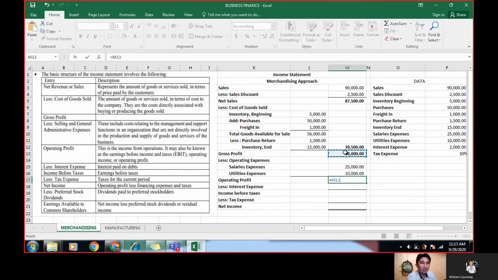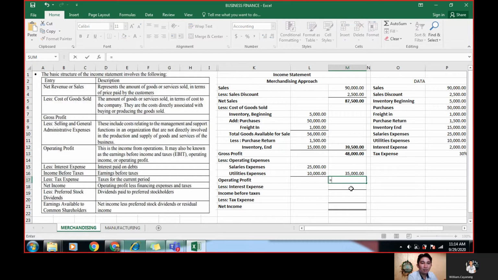Okay. Mali pa lang yung format ko. Let's put these items here. Ayan. Salaries, 25,000. And 10,000 for utilities. Total natin, put equal sign pa din. Click 25 plus 10. There you have it. So the total expenses is 35. Ayun. Dito na tayo sa operating profit.